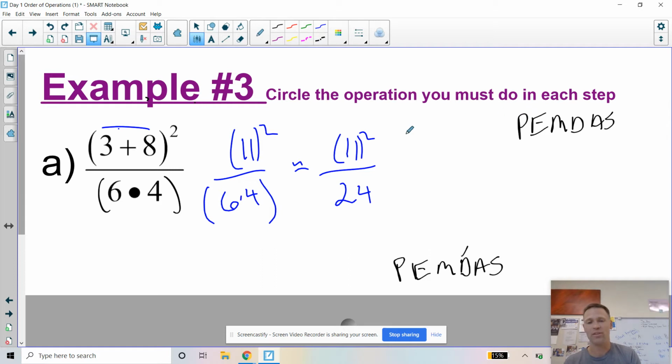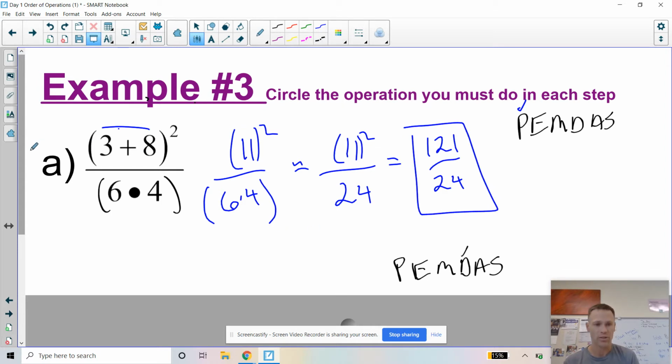Checklist again. Do I still have parentheses? No, I don't. Done with them. Move on to exponents. Do I have that? Yes, I do. I have 11 squared. 11 squared is 121 over 24, and I'm done with that problem. I cannot simplify that any further. I don't want a mixed number. Just leave it as it is. So 121 over 24 is our correct answer.